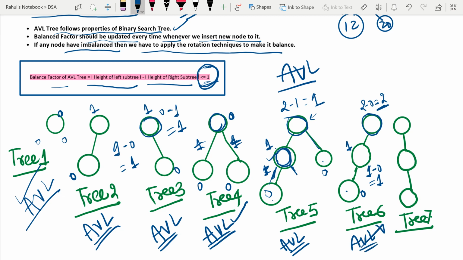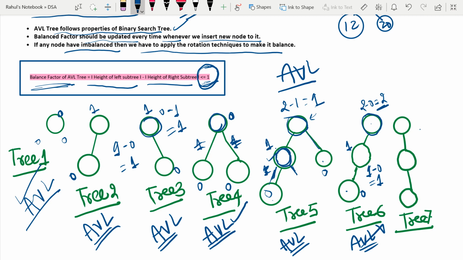How to make this tree an AVL tree, we will see in a couple of minutes. But here you can clearly observe that because of this node, which has a balance factor greater than 1, it is not obeying the balance factor property of AVL trees. That is why we can say that this is not an AVL tree.